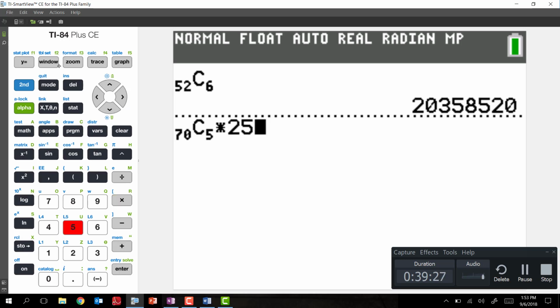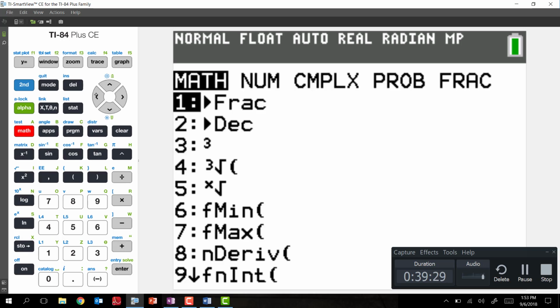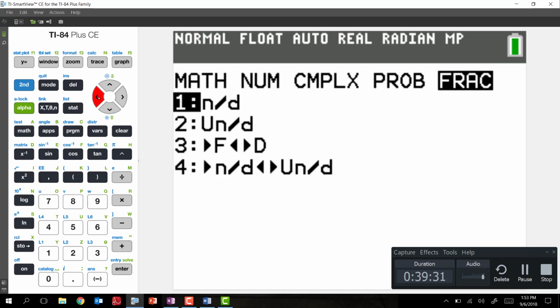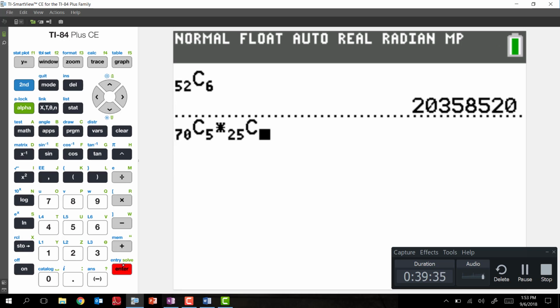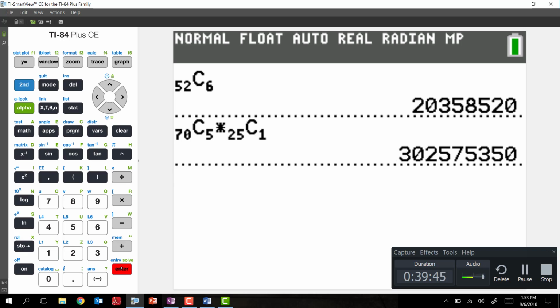25, math, probability. Hallelujah. Choose 1 Mega Ball. Watch this. Press enter. Boom shakalaka. If you put the commas here, there is 302 million different combinations of numbers.